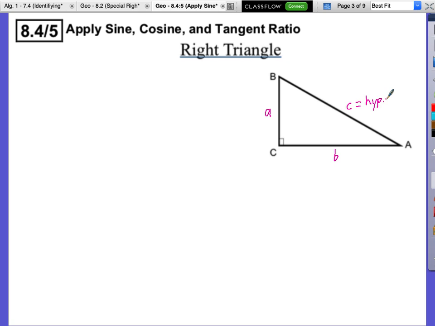Now, what can we say is true about this leg in terms of angle A? Where is this leg compared to angle A? It's opposite. So we can call it the leg opposite angle A. I want you to write that in. We call it the leg opposite angle A. So what can we call the B? We call it B, leg opposite angle B.